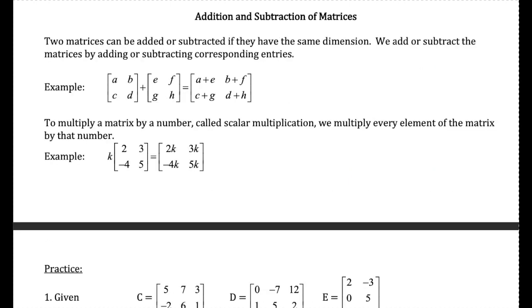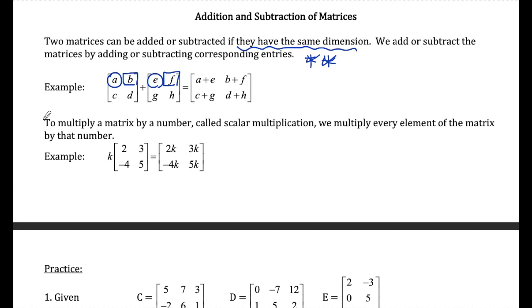Next, we're going to talk about the addition and subtraction of matrices and scalar multiplication. So when I'm adding and subtracting matrices, they must have the same dimension. This is very important. I cannot add or subtract matrices that are of different dimensions. When I add or subtract matrices, I'm just adding or subtracting the corresponding elements. So if I were adding these two matrices, element A and element E are both in the top left, so I would add those together. Element B and element F are in the top right. I would add those together. And I would do that for all of the elements in the matrix. I'm adding the corresponding elements together. And the same thing applies for subtraction.